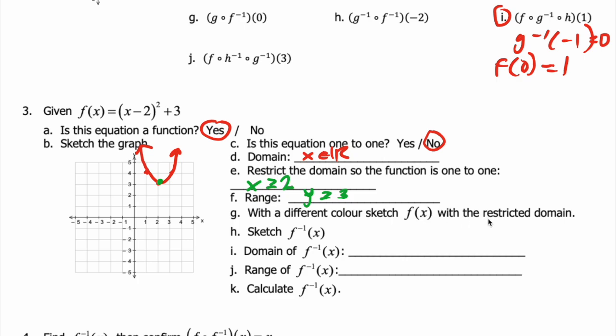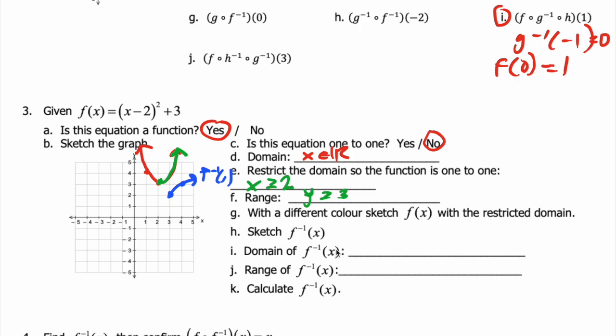Different color, sketch f of x with restricted domains. So I'm just going to draw over it. And the inverse, now for the inverse, you basically could swap all the x and the y values. So this point here is 2, 3, so 3, 2 is going to be on your inverse, which I'll do in blue. This point here on the original function is 3, 4, so 4, 3 is going to be here, and there you go. That's the inverse. Okay, it looks like that.